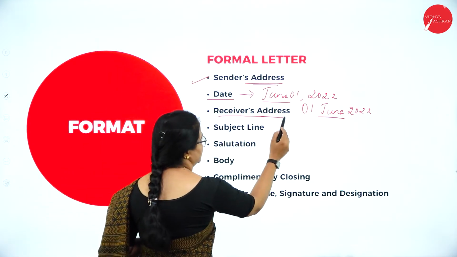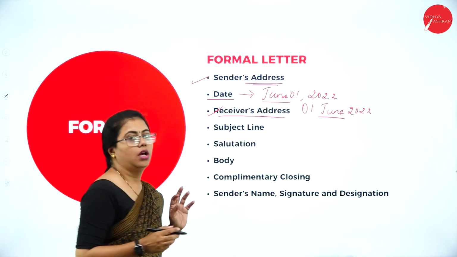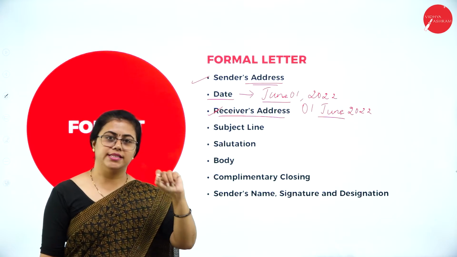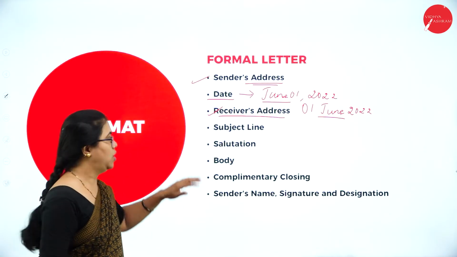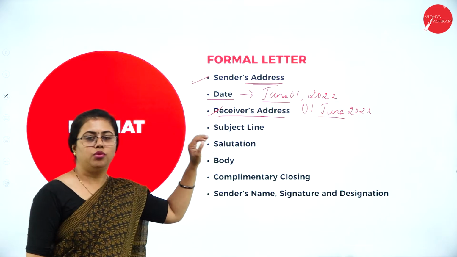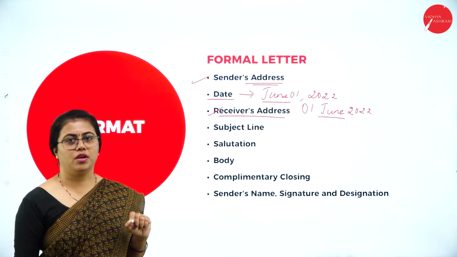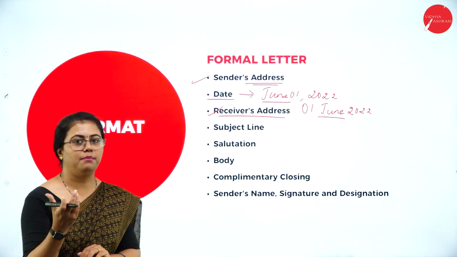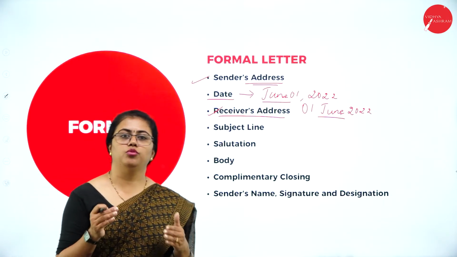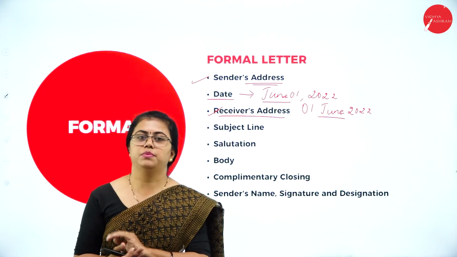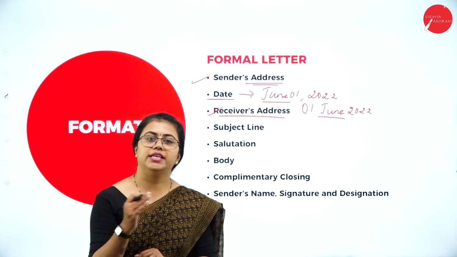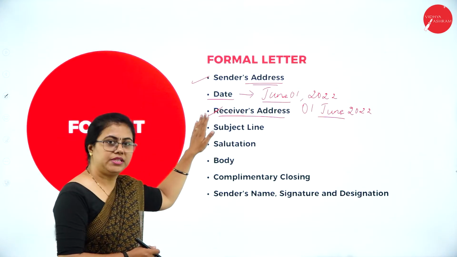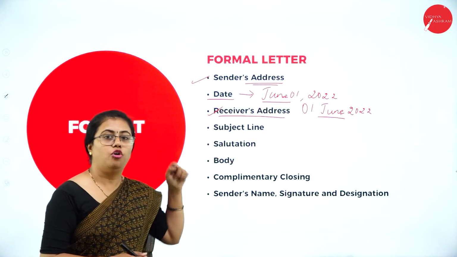Then comes the receiver's address, and in this part, if you know the receiver's name also, please write it, and below that you need to write the designation of the receiver. Address doesn't mean you have to write only address, you need to include the designation also. What post does that receiver hold? You have to address him by the post only. For example, you're writing it to your principal. You know the principal's name, but you will not write his or her name, you have to write the principal only. That time you need to write the principal's designation, and also the official address.